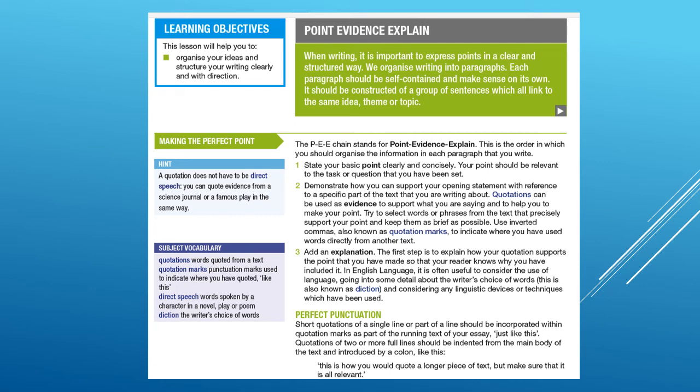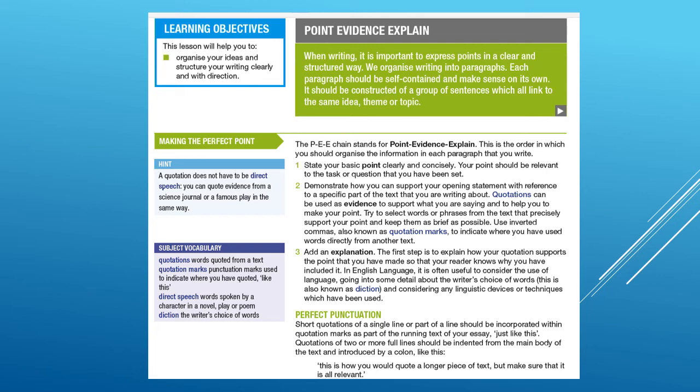Try to select words or phrases from the text that precisely support your point and keep them as brief as possible. Don't write very long quotations. Use inverted commas, also known as quotation marks, to indicate where you have used words directly from another text, where you have used quotations. Quotations should be written within quotation marks.